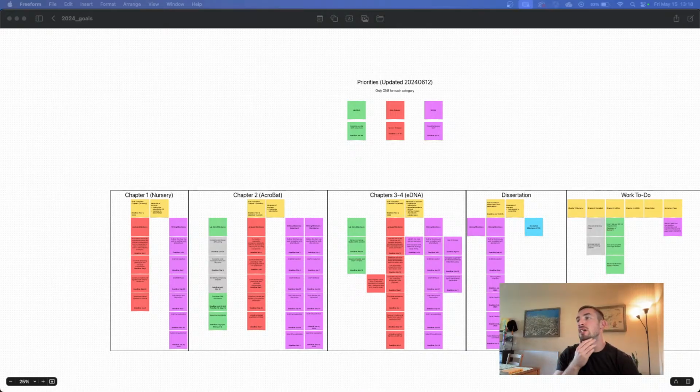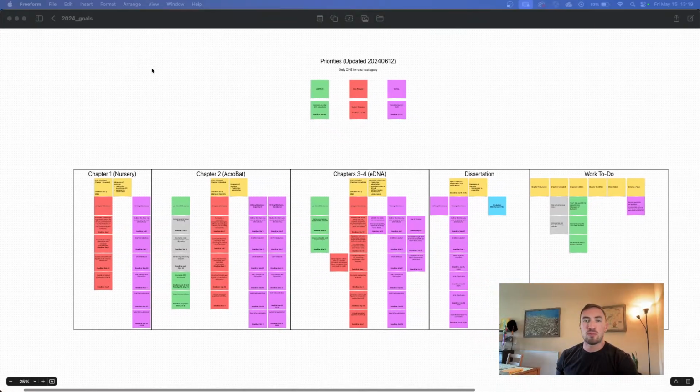So I found this file. It's an older file. You can see it's my 2024 goals file for my dissertation. This is in Freeform, by the way. I know I mentioned that before, but I'll say it again. Essentially, Freeform is just like a giant virtual whiteboard. You can post anything. I really like that you can treat it as a whiteboard.